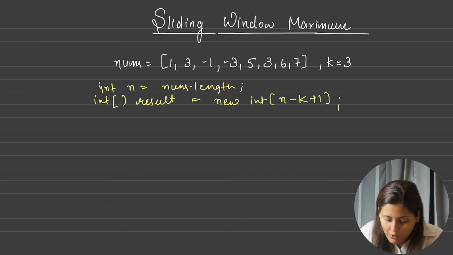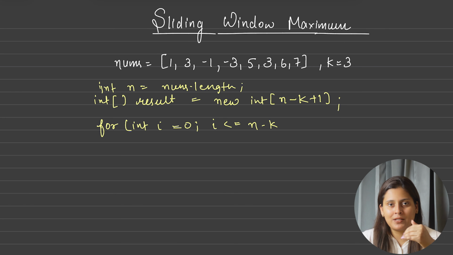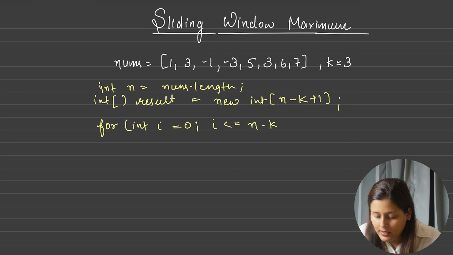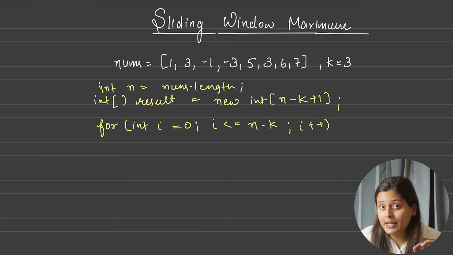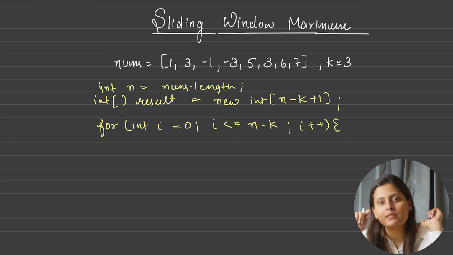Okay, now I want to run a for loop for the I index, int I equal to 0, and I want this to run till n minus k. So it will run till n minus k plus 1, less than, so I can say less than or equal to n minus k, and I plus plus. For every I, I want to run the j size window, and in that I want to calculate what is the maximum.